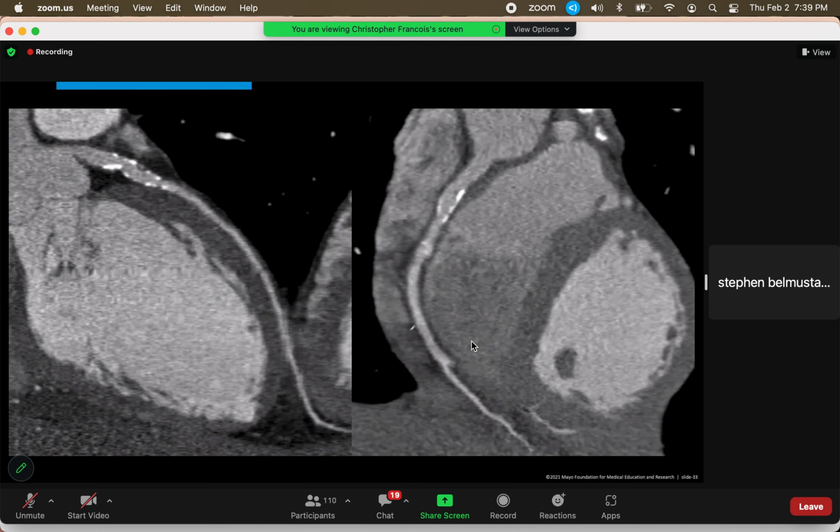So this is a view of the LAD. There's calcified atherosclerosis of the proximal LAD, resulting in mild stenosis.